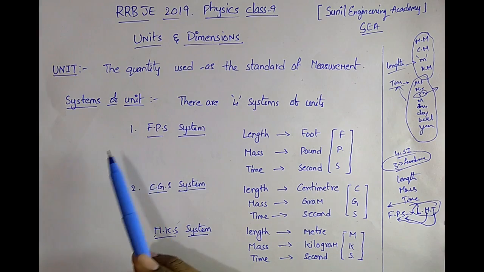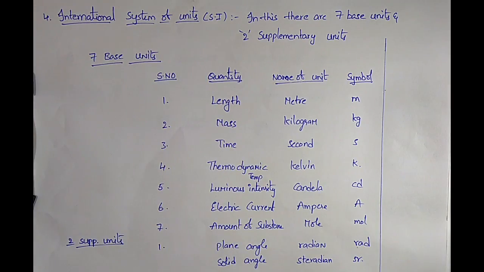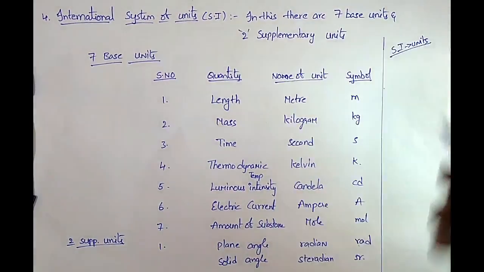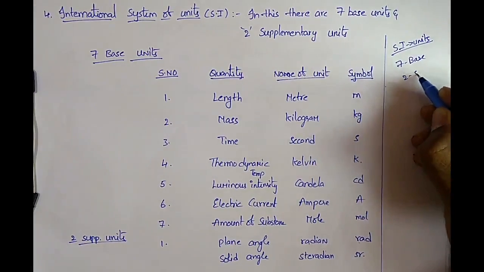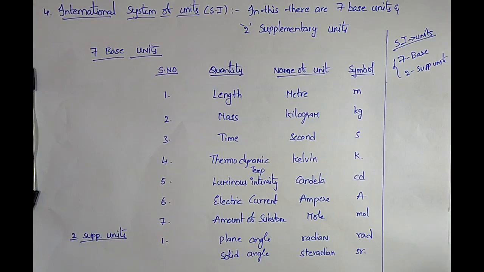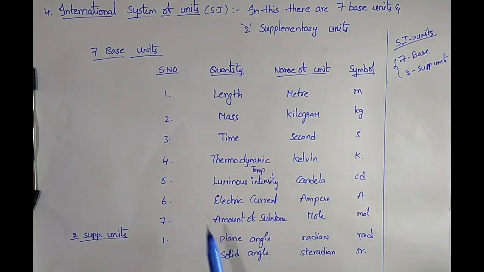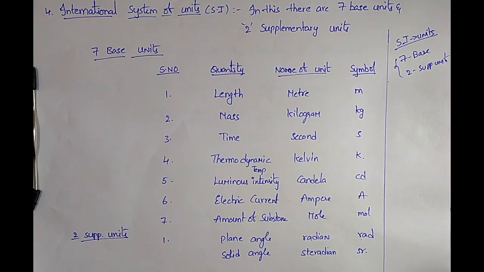These are the three systems. And coming to the next one, the international system of units, that is SI units. In SI units there are 7 base units and 2 supplementary units. The 7 base units are: first length, second mass, third time, fourth thermodynamic temperature, next luminous intensity, electric current and amount of substance.